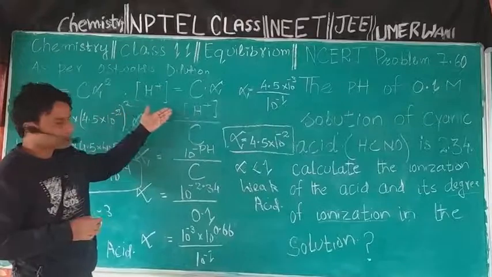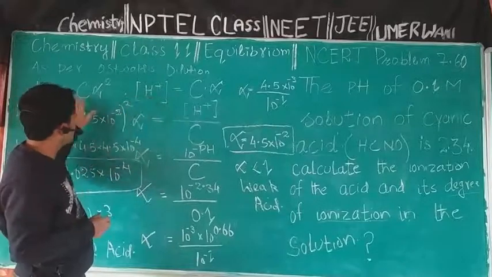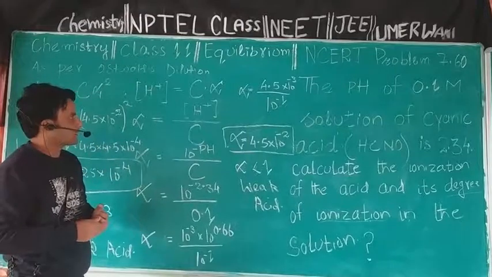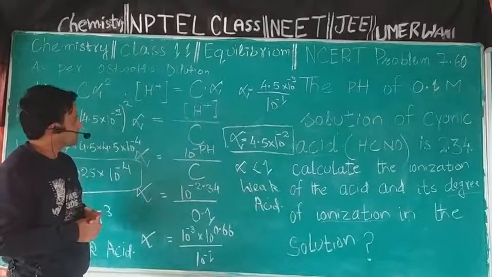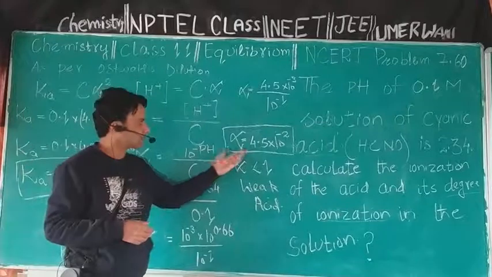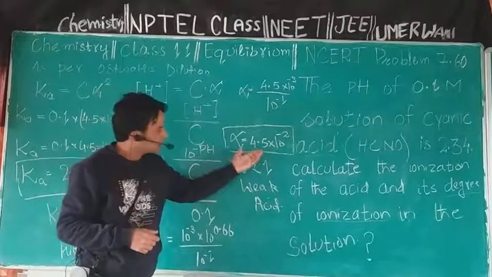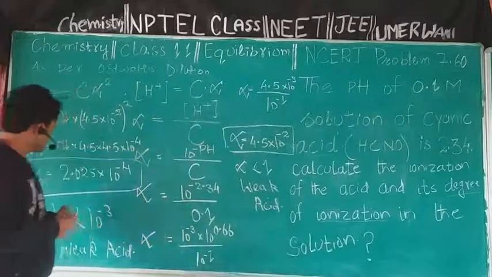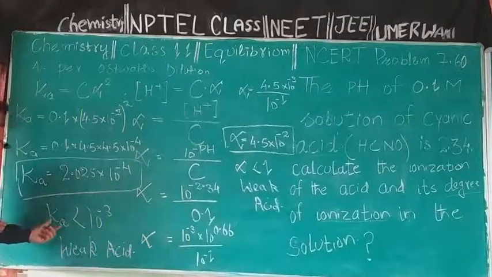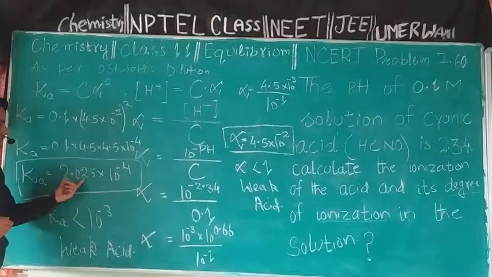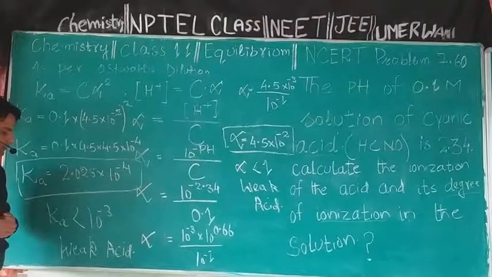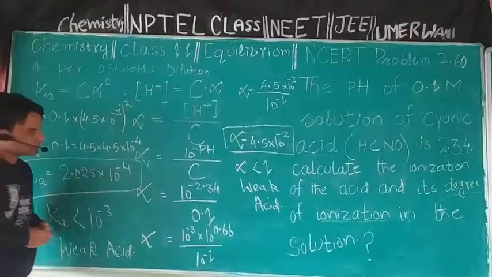Thereafter, I applied these two equations by substituting known parameters, given parameters and calculated parameters, and finally I got the value of degree of ionization equal to 4.5 into 10 raised to the power minus 2, which is less than 1, confirming it is a weak acid, and the value of ionization constant I got is 2.025 into 10 raised to the power minus 4, which is less than 10 raised to the power minus 3, again confirming that it is a weak acid.